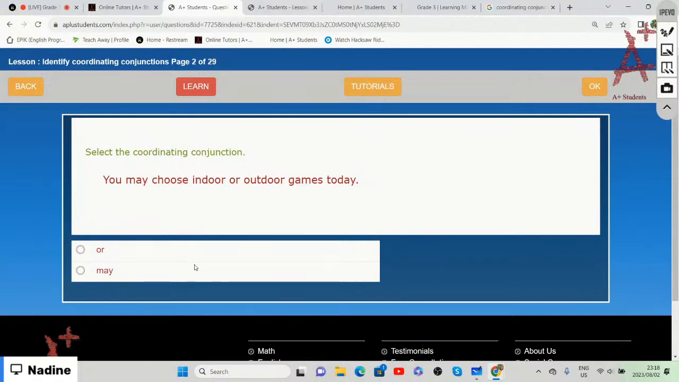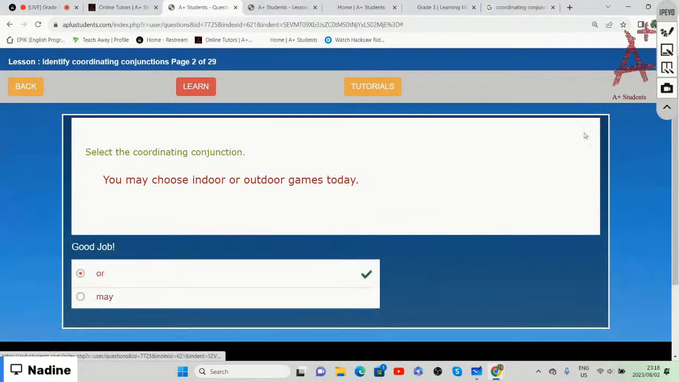All right, if we choose our coordinating conjunction within the sentence, we will say "or." We'll say: You may choose indoor or outdoor games today. It's like you're given a choice. So "or" is our coordinating conjunction within that sentence.